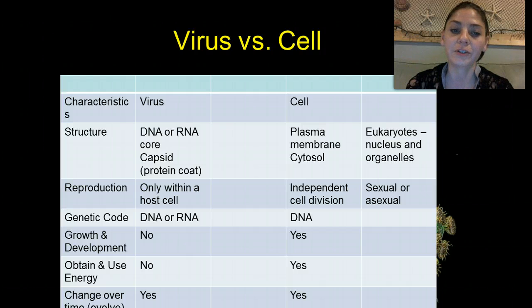And then change over time. Viruses actually do evolve. That's why I have to get a flu shot every year, because every year the flu virus actually mutates into a different strain that can infect you. Scientists pretty much take their best guess as to what that flu strain is going to mutate into each year, and they make a vaccine based on their prediction of how it's going to mutate. Typically they do a pretty good job of that. The cells also change and evolve over time.